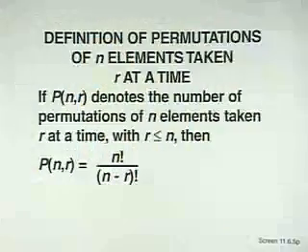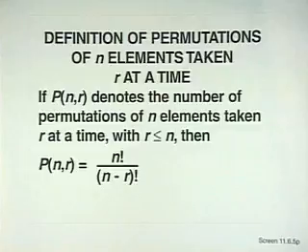Well, there are 2 formulas I'm going to show you next, one for each counting method, beginning with permutations. The definition, as well as formula for calculating, of permutations of n elements taken R at a time works like this. If P of n comma R denotes the number of permutations of n elements taken R at a time, where R is less than or equal to n, then P of n R is equal to n factorial over n minus R factorial. There's that factorial notation.